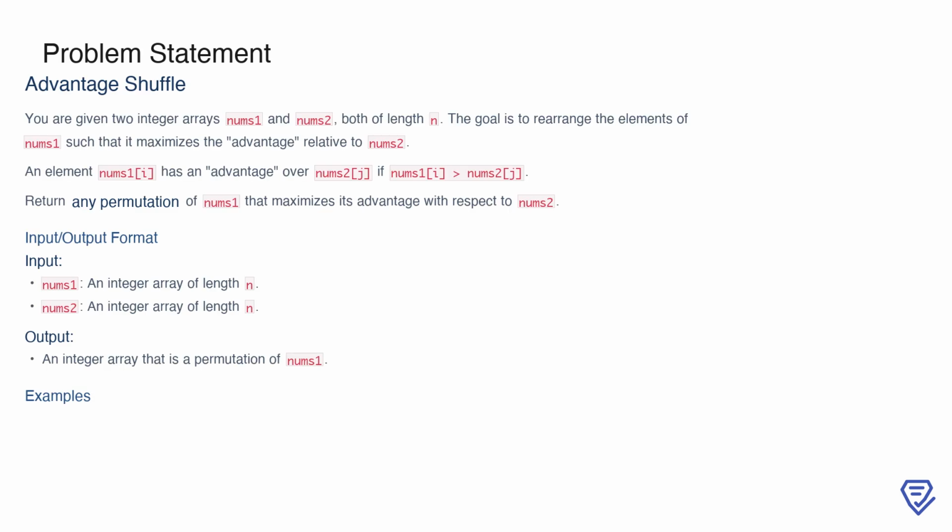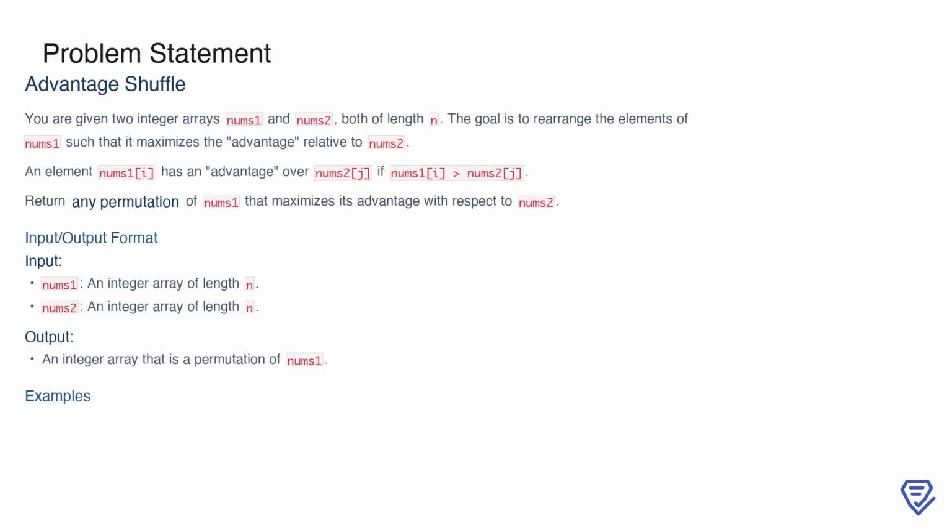The problem is called Advantage Shuffle. You are given two integer arrays, nums1 and nums2, both of the same length, n. The goal is to rearrange the elements in nums1 to maximize its advantage relative to nums2. Here, an element from nums1 is said to have an advantage over an element from nums2 if it is strictly greater. Your task is to return any valid permutation of nums1 that achieves this goal of maximizing the advantage.